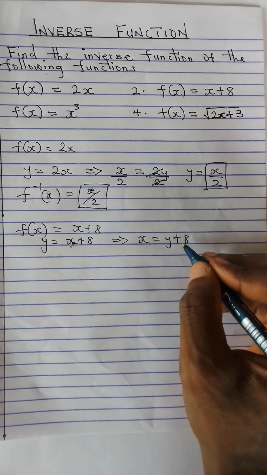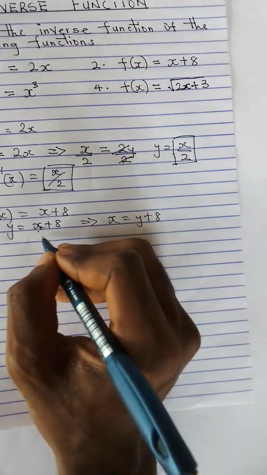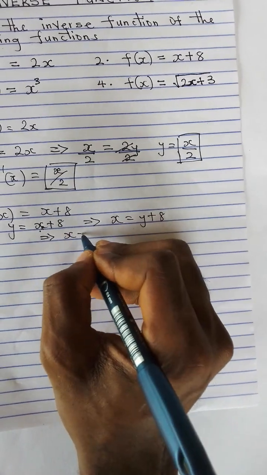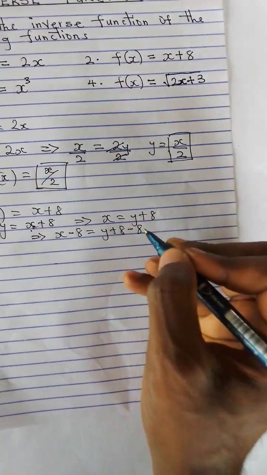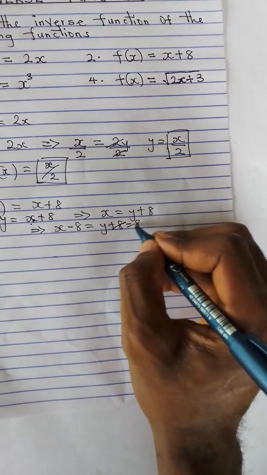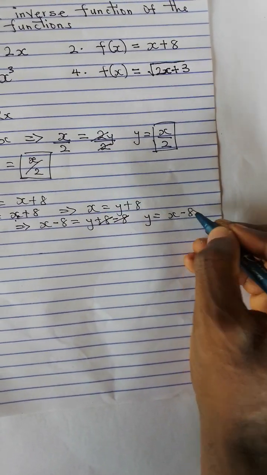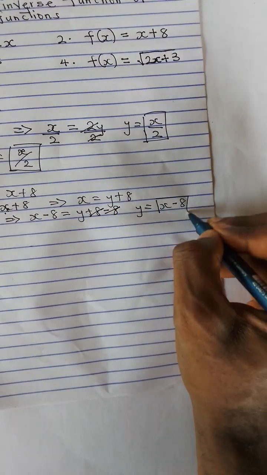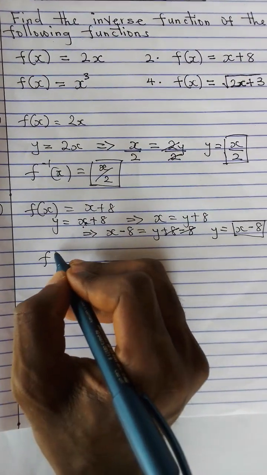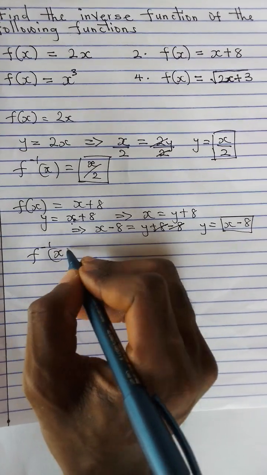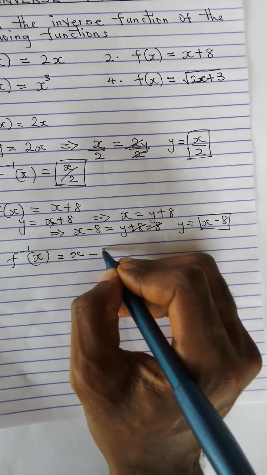Now at this point, we are going to subtract 8 from both sides. Subtract 8 from both sides. So we are going to have x minus 8, which is equal to y plus 8 minus 8. Now plus 8 will cancel minus 8. So y is equal to x minus 8. So this is the inverse of this function, which is written as f raised to power minus 1 of x is equal to x minus 8.